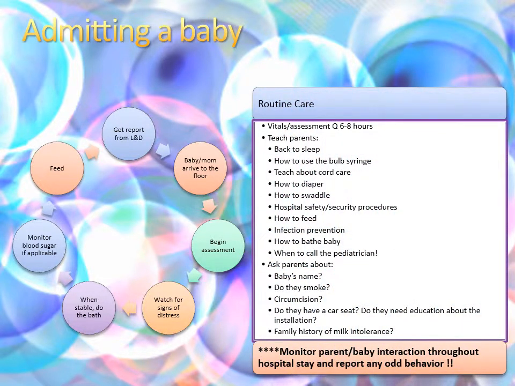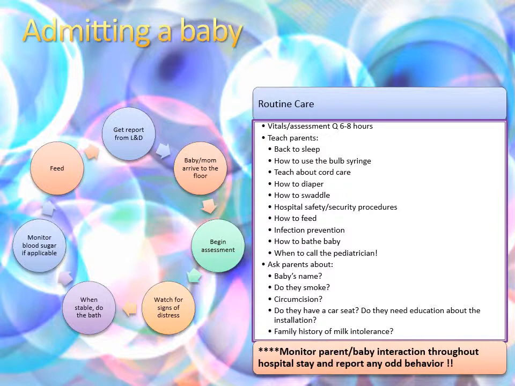So routine care will include vitals and the assessment, and you want to do it every 6 to 8 hours. You want to teach parents how to put the baby on their back to sleep, how to use the bulb syringe, cord care, how to diaper the baby, how to swaddle the baby, hospital safety and security procedures, how to feed the baby, infection prevention, how to bathe the baby, and when to call the pediatrician.